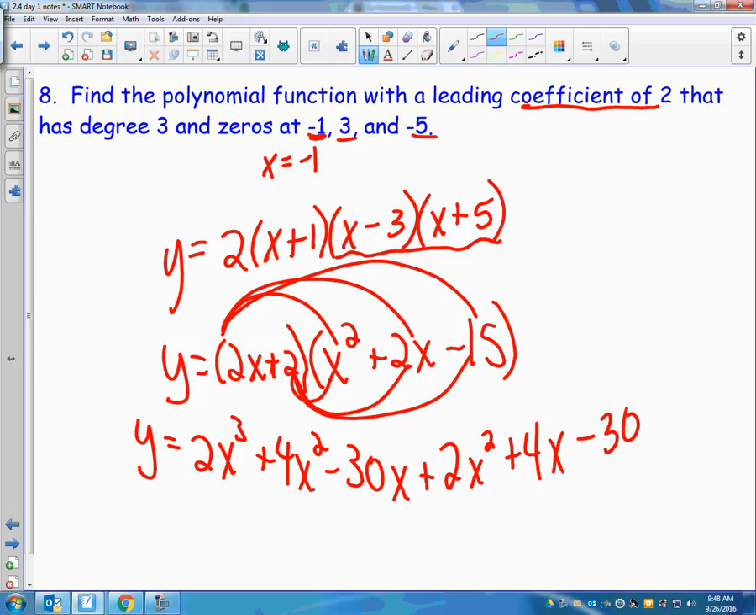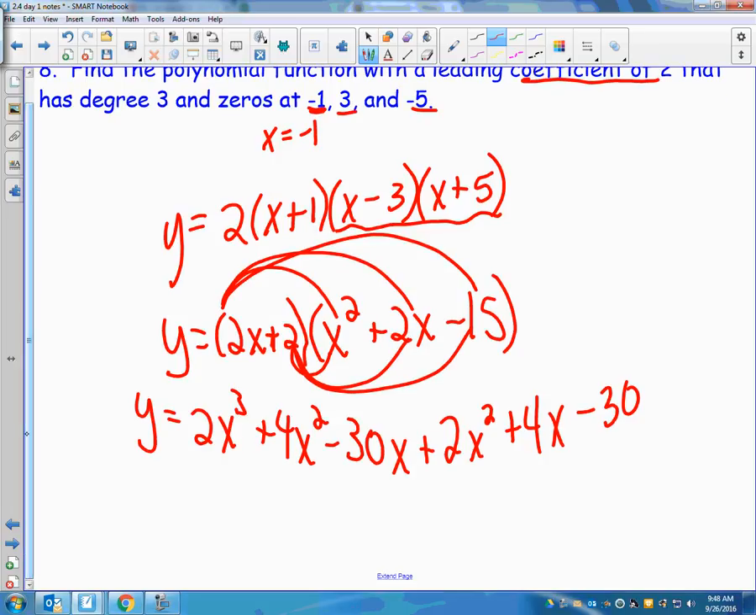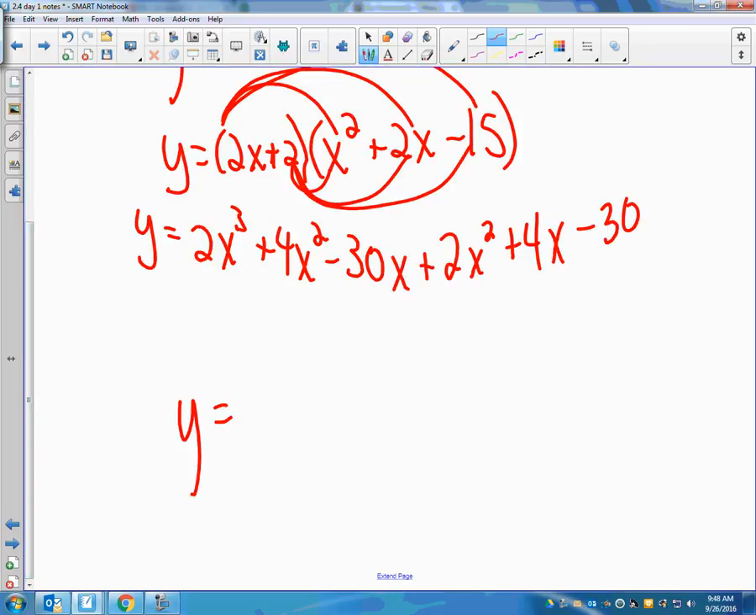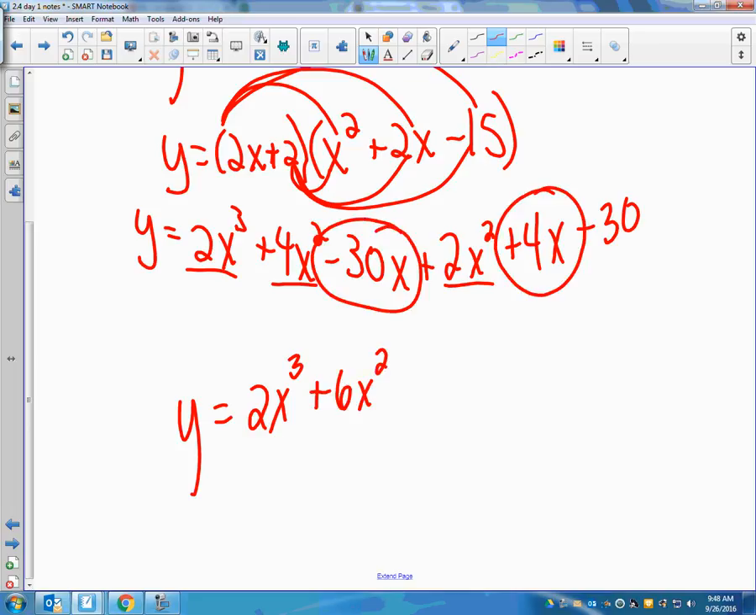Am I going to leave it like that? No. No, I can combine my terms, right? So 2x to the third, and then I have a 4x squared and a 2x squared, so that's a plus 6x squared. I have a negative 30x and a plus 4x, that's a negative 26x, and then minus 30. So I have degree 3, leading coefficient of 2, and that has those 3 zeros. Yay. Definitely going to have to do that on your test.